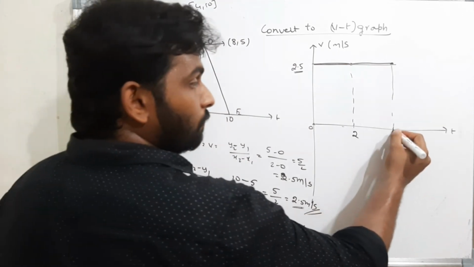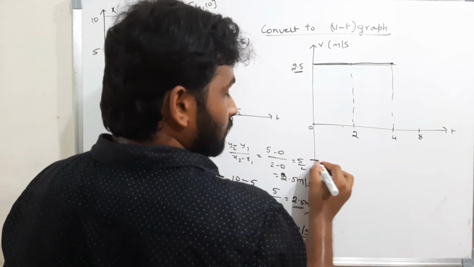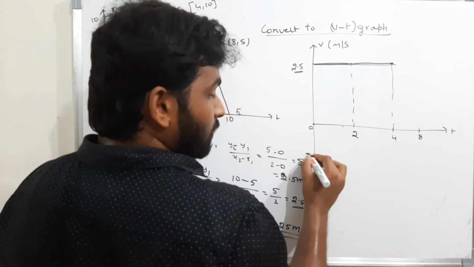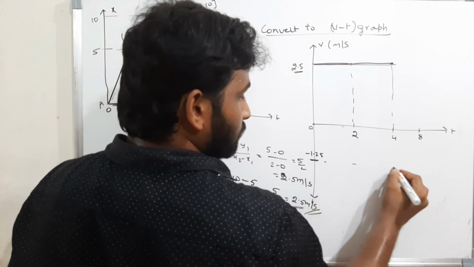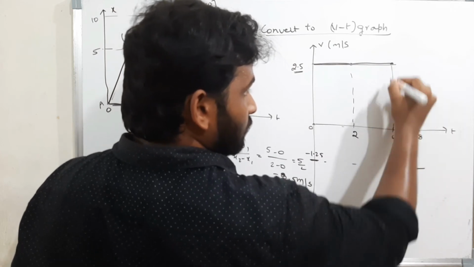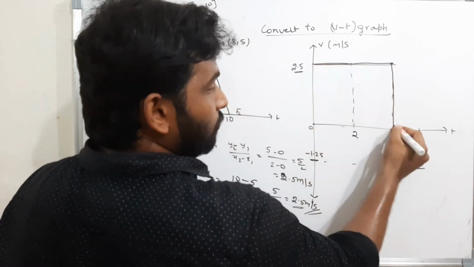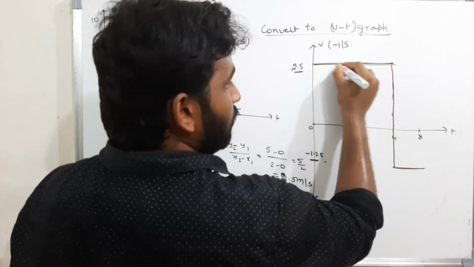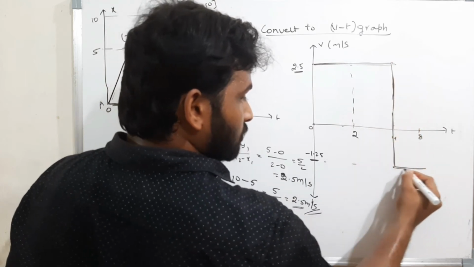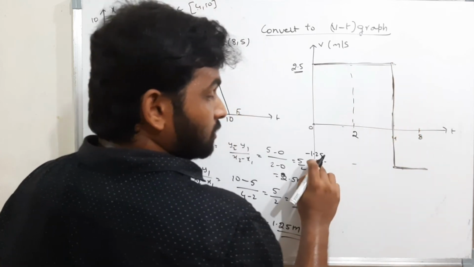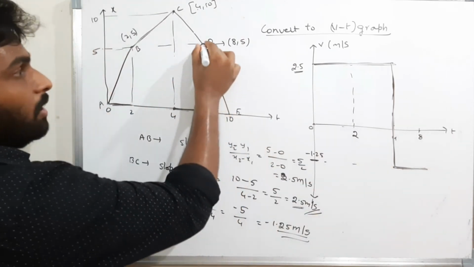That means from 4 to 8 seconds, the velocity is minus 1.25. That means here, the graph will be like this. From 0 to 4 seconds, the body is moving with a uniform velocity, that is 2.5. Again from 4 to 8 seconds, the body is moving with a uniform but negative velocity, minus 1.25 meters per second. Now again, from 8 to 10.